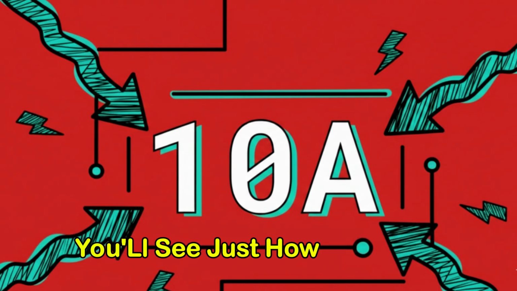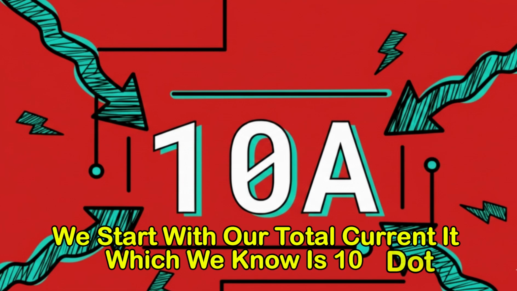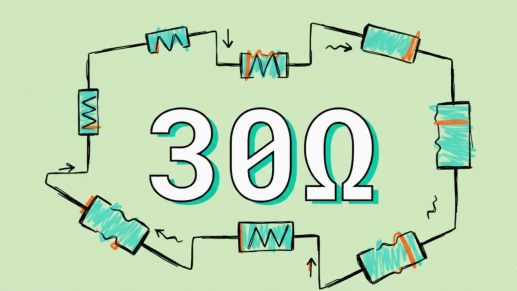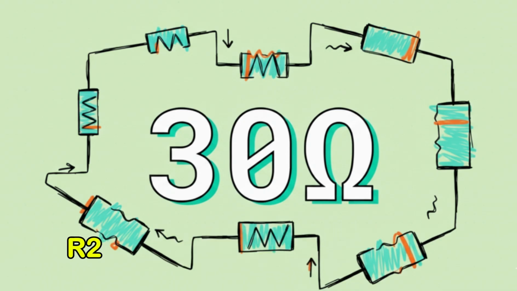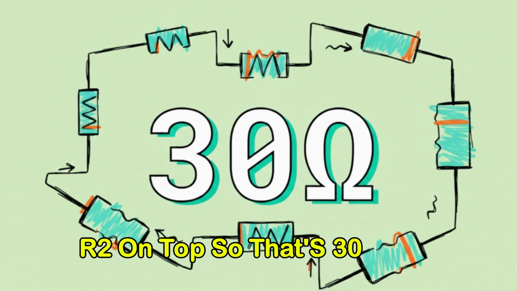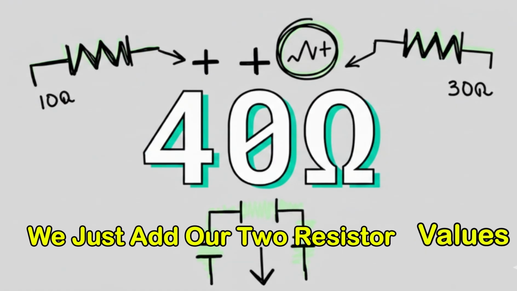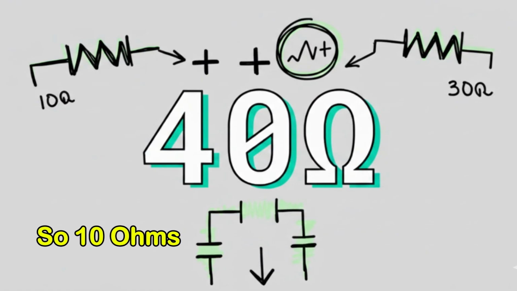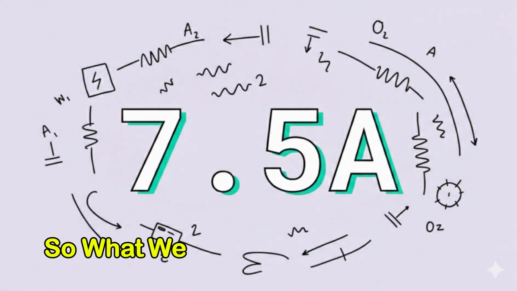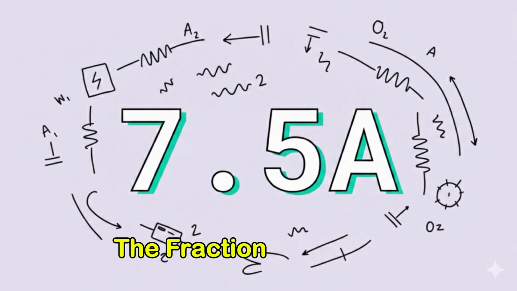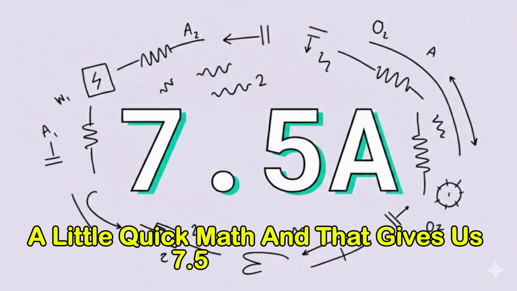You'll see just how fast this is. We start with our total current, which we know is 10. Next up, that crucial fraction. Since we're looking for the current in R1, we need to put the value of the other resistor, R2, on top. So that's 30 ohms. And for the bottom of the fraction, we just add our two resistor values together. So 10 ohms plus 30 ohms gives us a total of 40 ohms. So what we have is 10 amp times the fraction 30 over 40. A little quick math, and that gives us 7.5 amp.